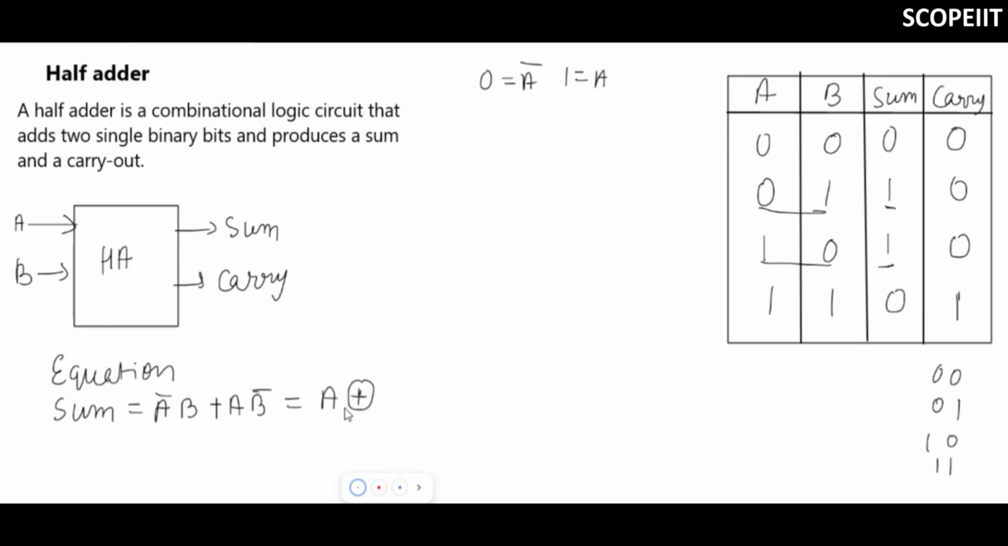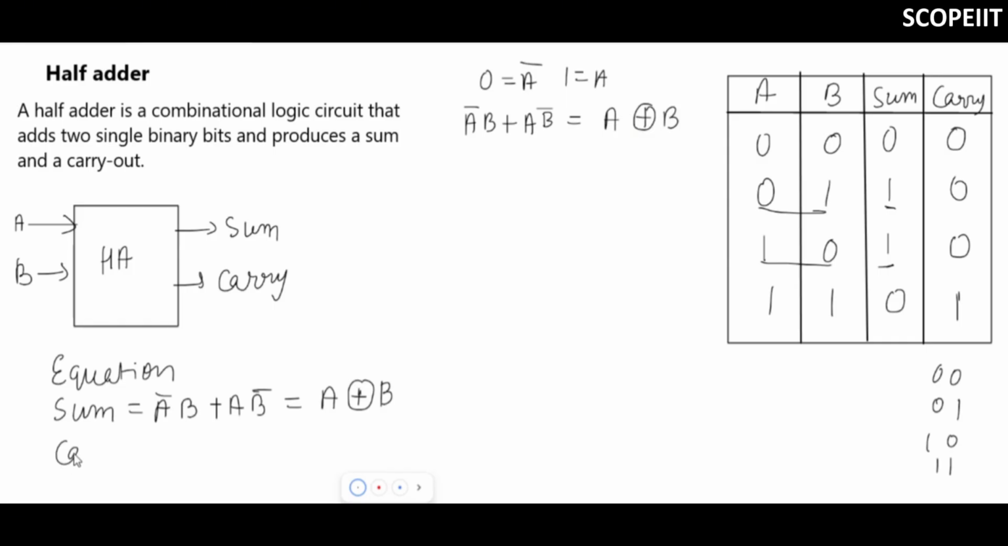Okay, this is the formula for A XOR B basically. You have to learn it. If you don't know, you can make a note here in your notebook that A bar B plus A B bar. This we will use at many places. A bar B plus A B bar is nothing but equal to A XOR B. This is the formula.